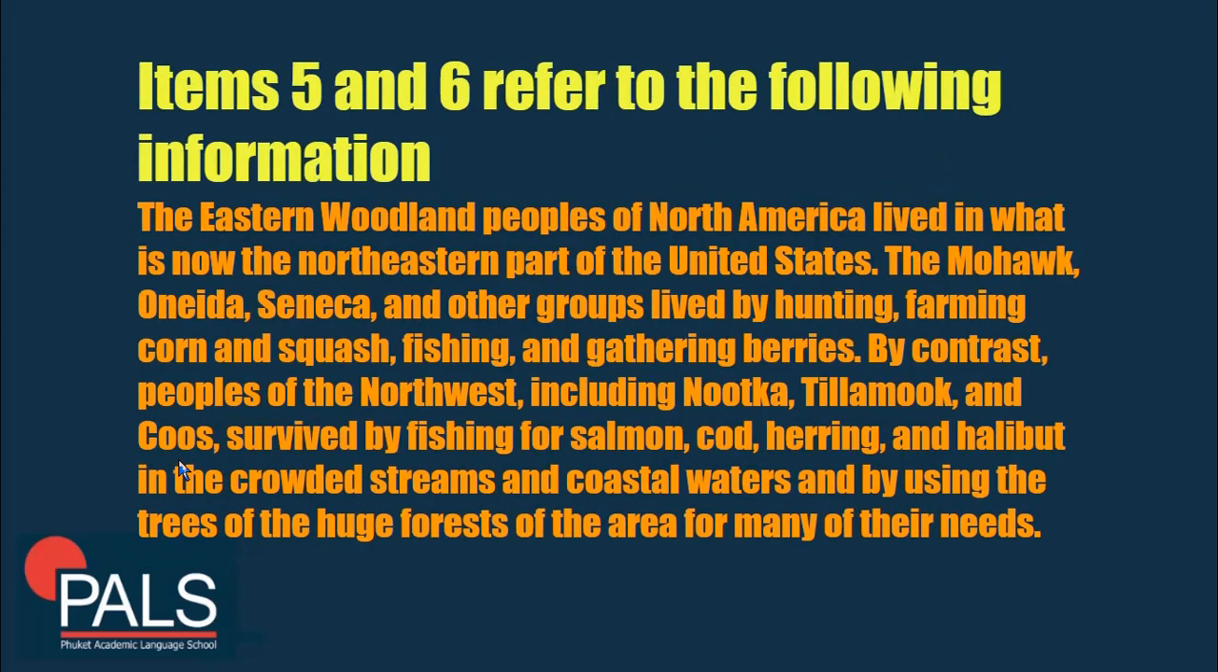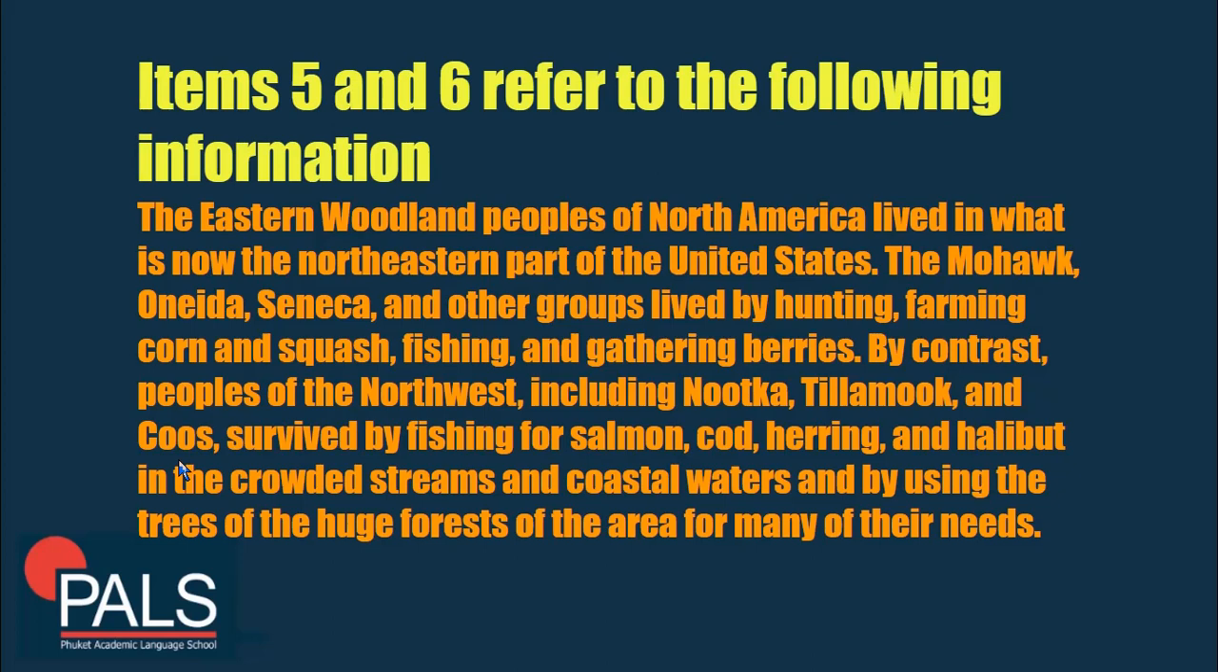Let's read this. You can pause your screen as well. Number 5 and 6 refer to the following information. The Eastern Woodland peoples of North America lived in what is now the northeastern part of the United States. The Mohawk, Oneida, Seneca, and other groups lived by hunting, farming, corn and squash, fishing, and gathering berries.